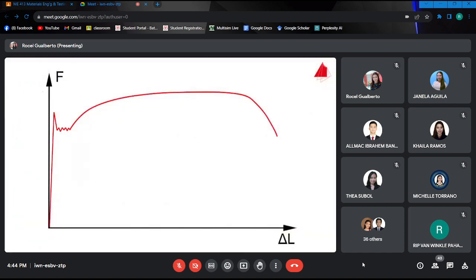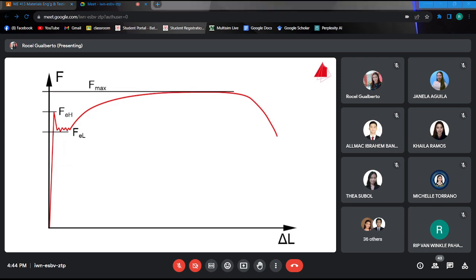In the recorded force elongation diagram, the force FEH at the upper yield point can clearly be seen. This is the highest force the test piece can sustain elastically. FEL is defined as the force at the lower yield point, Fmax as the maximum force. Using these forces, the strength properties of materials can be calculated.